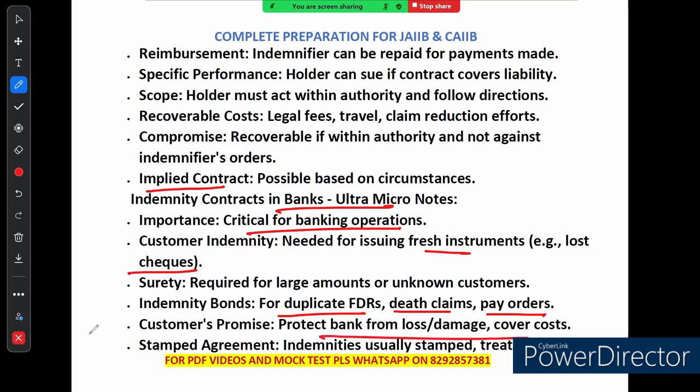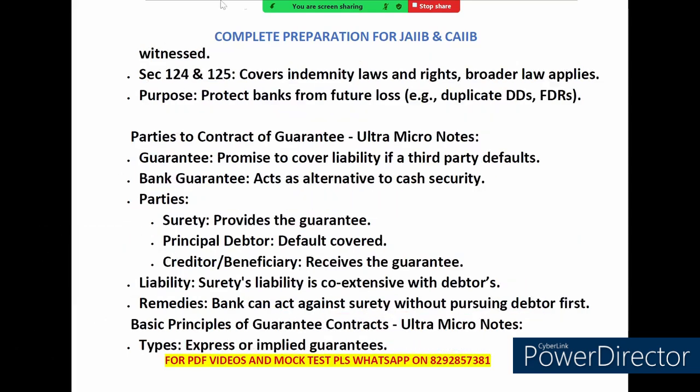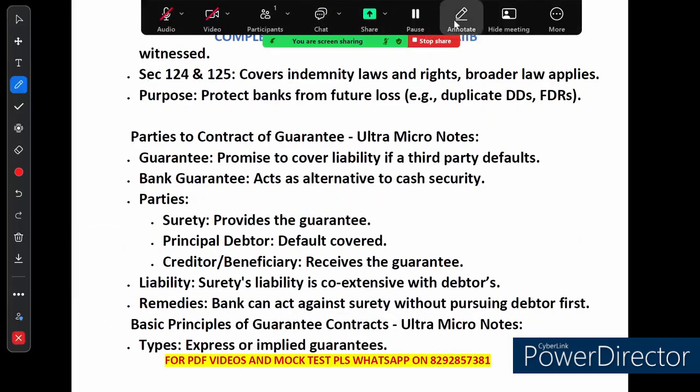Now, stamp agreement. These indemnities are often stamped and sometimes treated as a legal bond if witnessed. And there are two sections, section number 124 and section number 125 of the law. They cover the rule of indemnity and the right of the indemnity holder. Now, let's move on to the parties of the contract of guarantee.